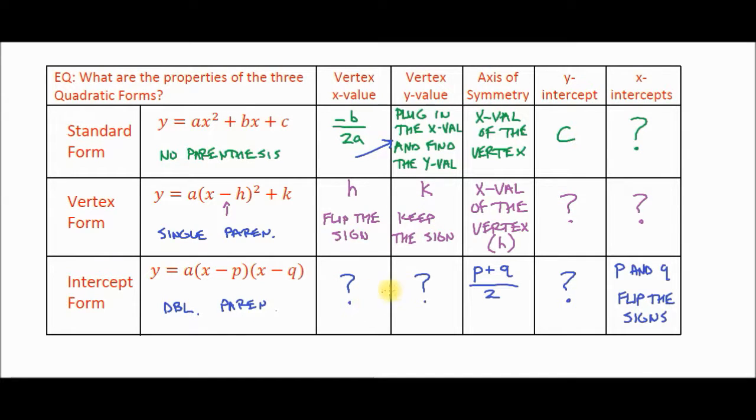Intercept form doesn't give us a whole lot of things. It does give us the axis of symmetry, and in particular, it gives us the values of our x-intercepts. And we'll find later in class why that is very important in real life.